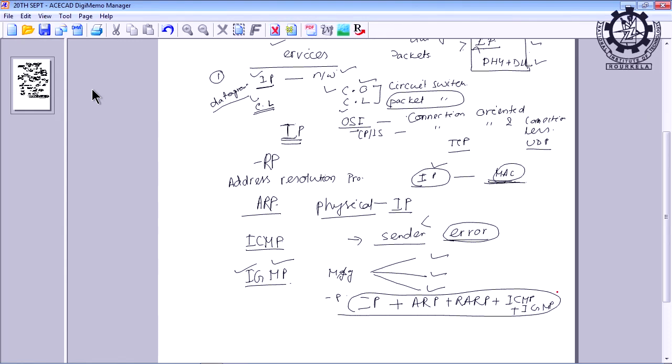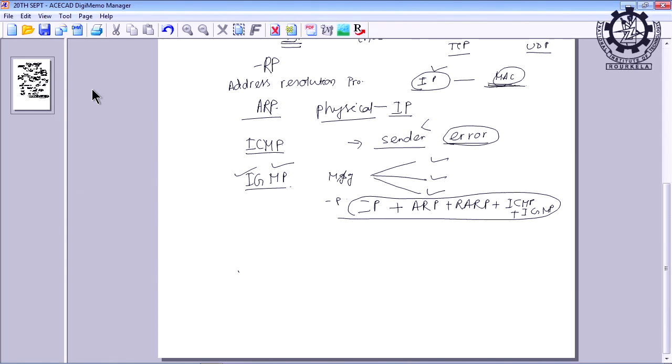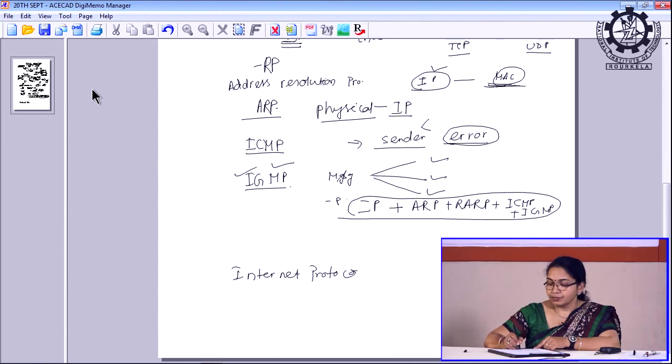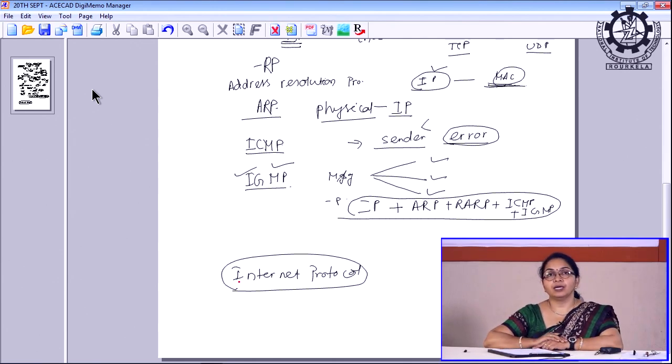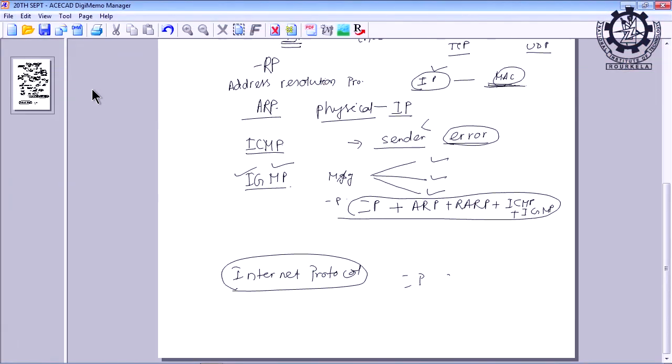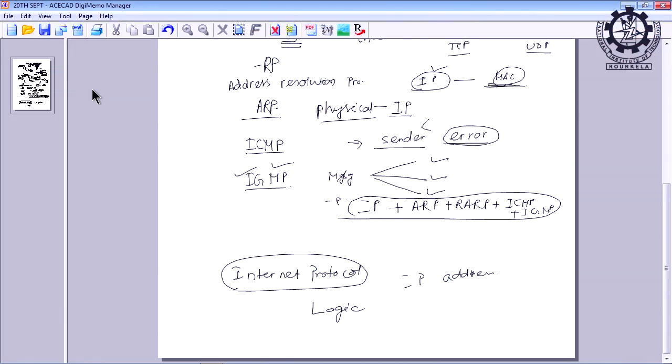Now, when we talk about this IP, Internet Protocol, where do you usually use this word IP? In the case of addressing a host. Most often you say this is the IP address of a host. What does it mean? Why do you say this is the IP address of a host? What actually is the meaning of IP address? What is the other name of this IP address? The IP address of any host is also called the logical address of your host.